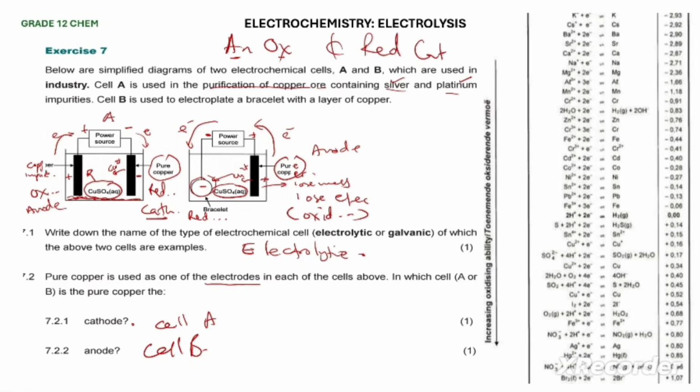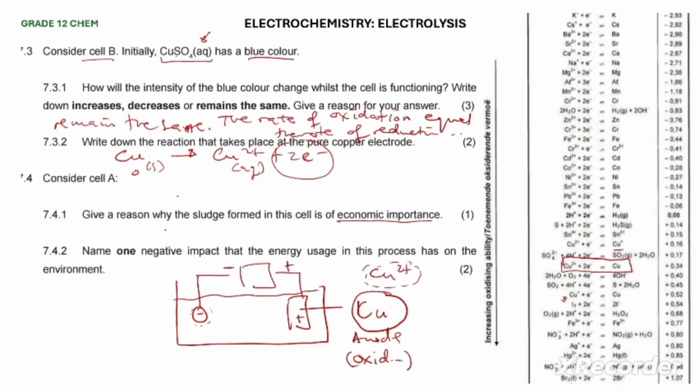All right, so the impurities that will be left there, particularly, they mentioned silver, they mentioned platinum, and these are very expensive metals, or we can say precious metals. So this is of economic importance because these are expensive metals. You know, they've got so much value. Anyways, let's move on to the next section.